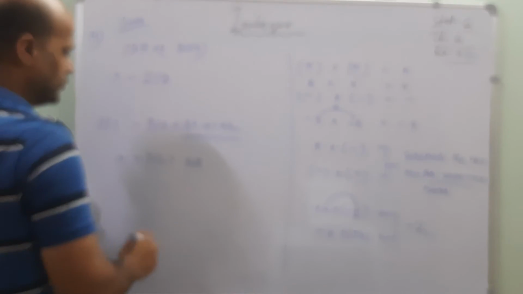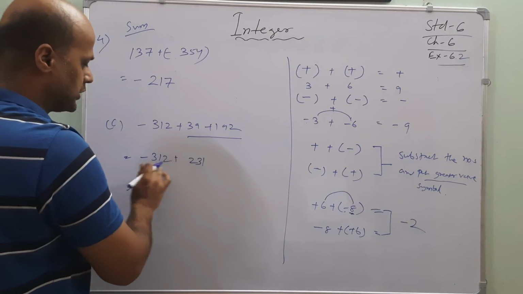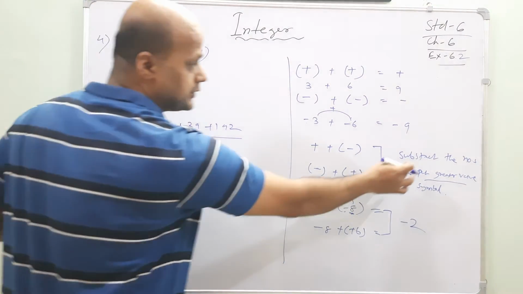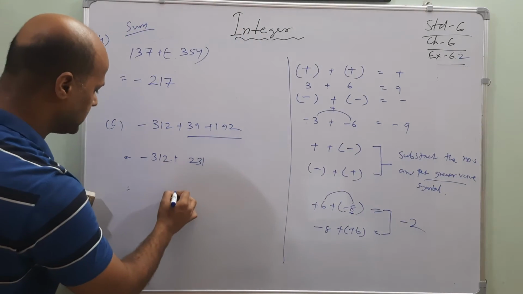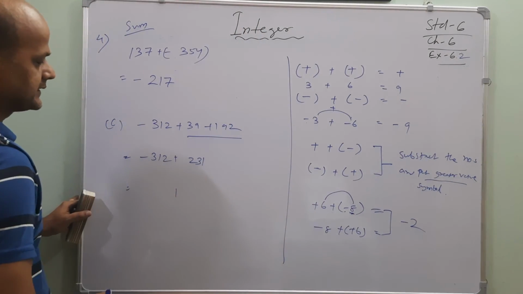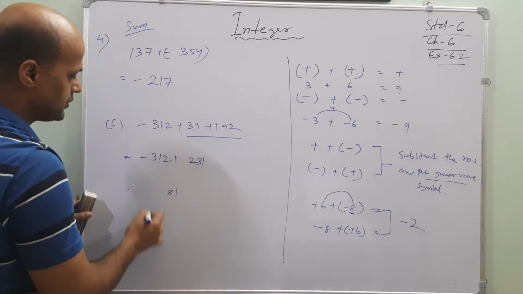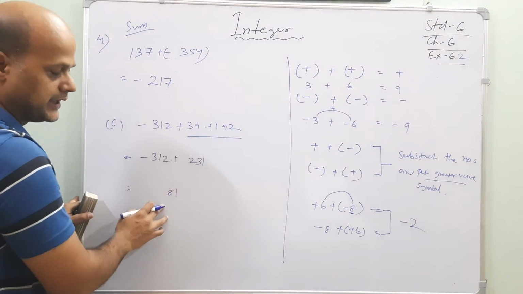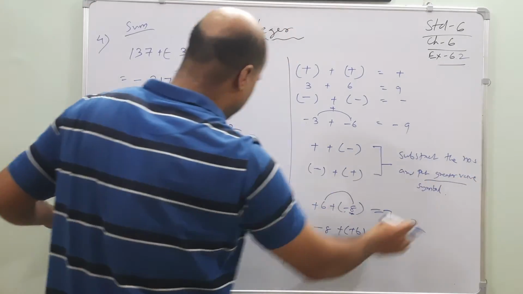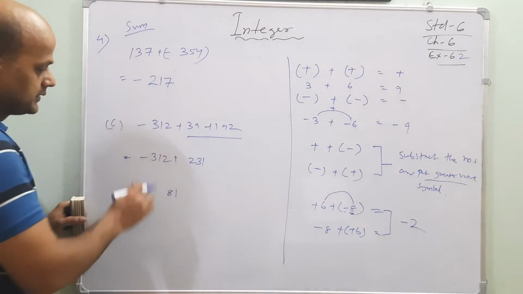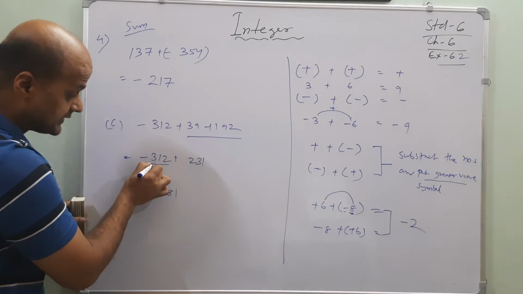Now 1 plus 1 minus is there. What you have to do? Subtract the numbers. Now subtract it. How much? 81. Okay. Now put the greater value symbol. In between these two, which one is greater? Minus 312 is greater.